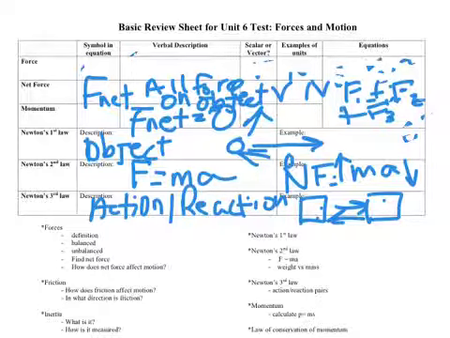Okay? Looking down at definitions, balanced means the net force would equal 0. Unbalanced means the net force would be greater than 0. To find the net force, I talked about it up there. You need to add all the forces together. Make sure you pair them off. How does net force affect motion? If the net force is greater than 0, then it will move. An object will accelerate.